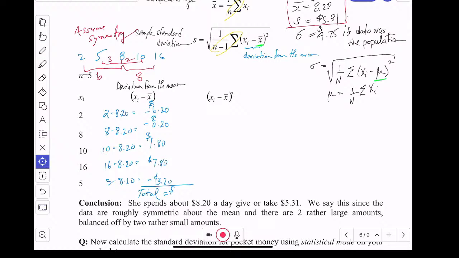So if you add these together, and you can do that in your calculator if you want. Going to second data and then second clear work and entering those values. 6.2 negative, enter down, down. 0.2 negative, enter down, down. 1.8, enter down, down. 7.8, enter down, down. 3.2 negative, enter down, down. And then ask for the results. What do you get?